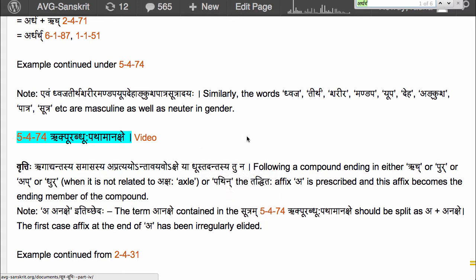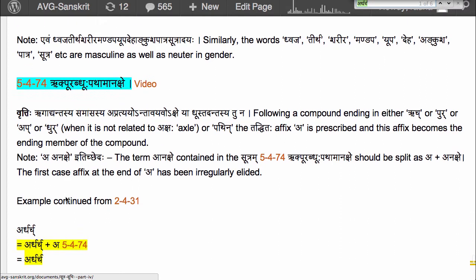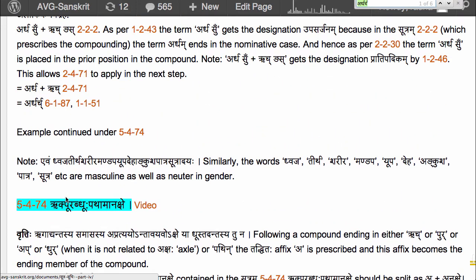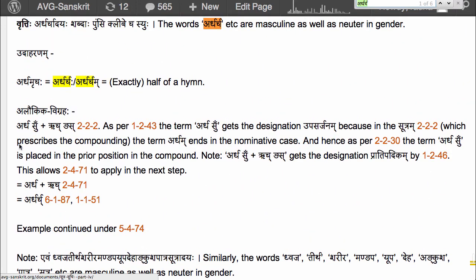Okay, we are in the middle of deriving the compound pradipadikam ardharcha. We started by applying the sutram ardham napumsakam, which is number 222, to get ardha su plus rich nyas. We placed ardha su in the prior position in the compound because in the sutram ardham napumsakam, which prescribes the compounding, the term ardham is prathama nirdishtam. So ardha su gets the upasajana sanya by 1243 prathama nirdishtam samasa upasajanam, and by 2230 upasajanam purvam ardha su becomes the prior member of the compound.